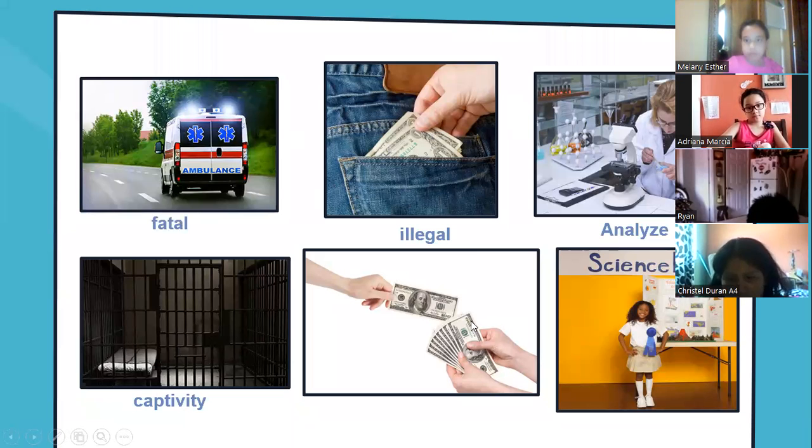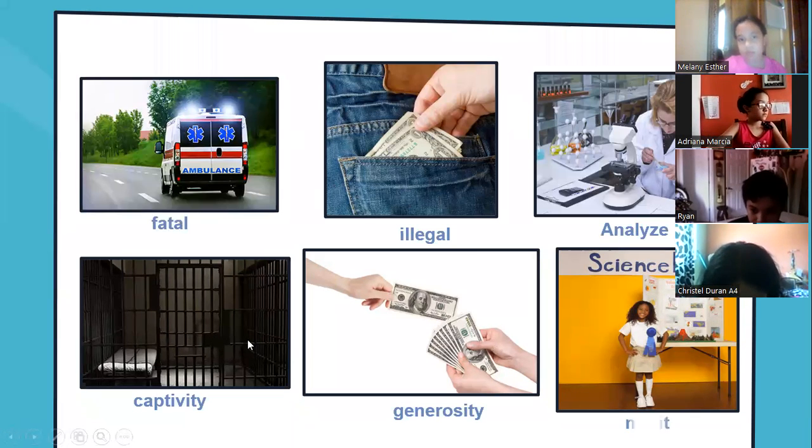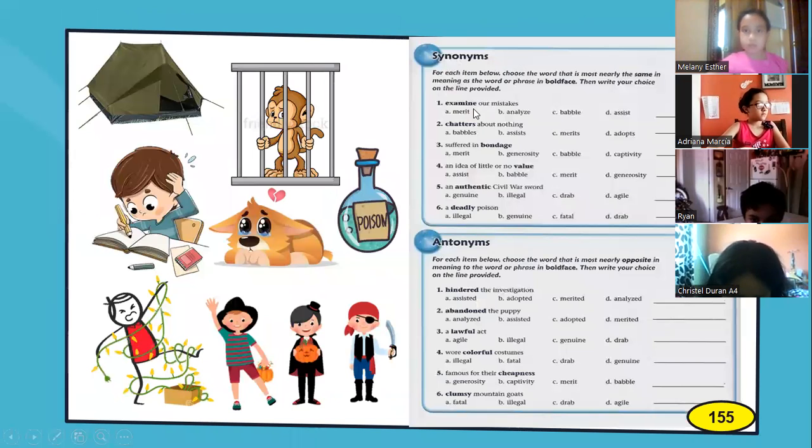Captivity. Marry. No. He's the one of science. He's married. Married. Yes. So this is the page we're going to do. We're going to complete synonyms and antonyms.